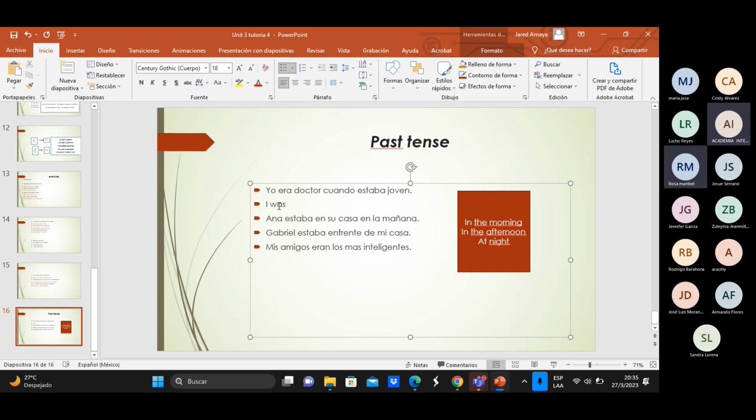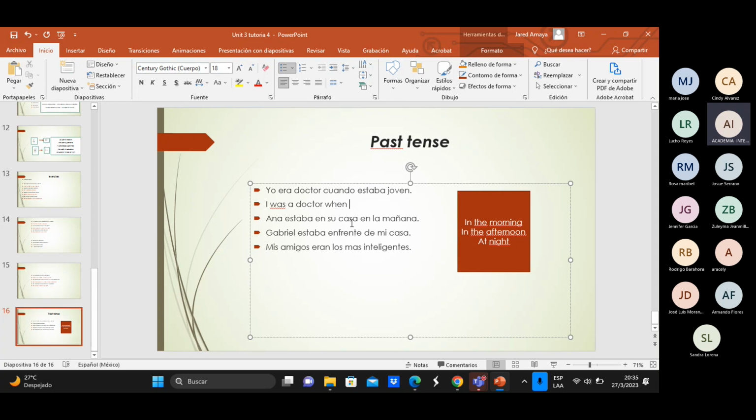Okay. Then the second step. I was a doctor. It would make sense if we say I was a doctor. How would you say the word when? Cuando. When. Cuando dije, how would you say the word when? Iba a decir cuando. Okay. I was a doctor when.